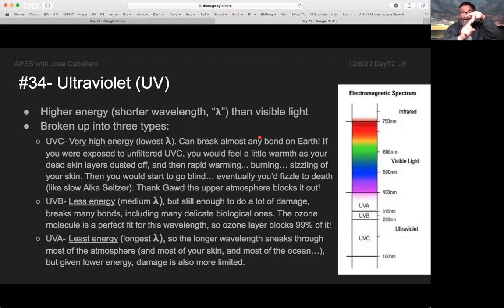But if you get it right, that ball will go ding ding ding ding ding, and it just spills out. That's a great way to think about how ultraviolet interacts with chemical compounds.